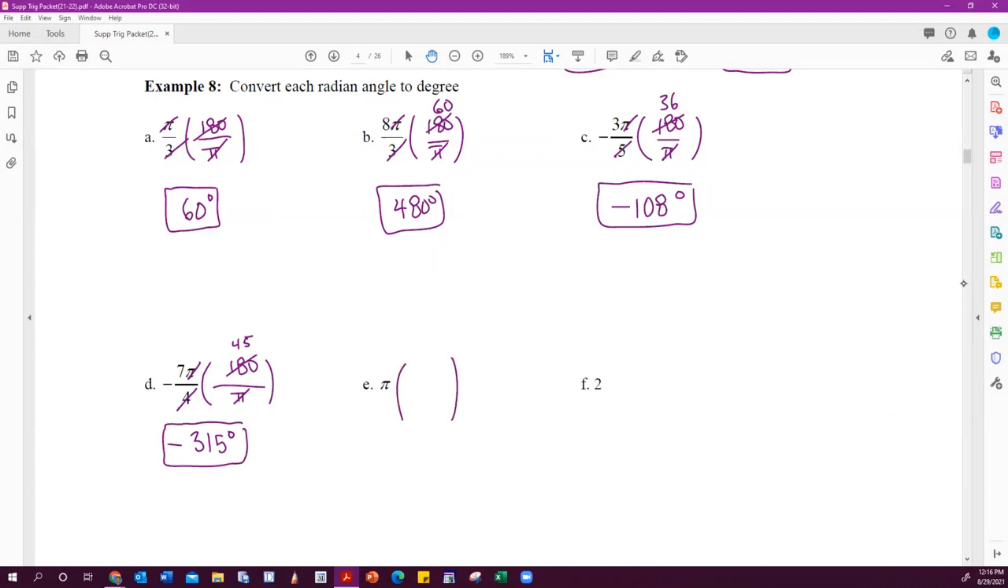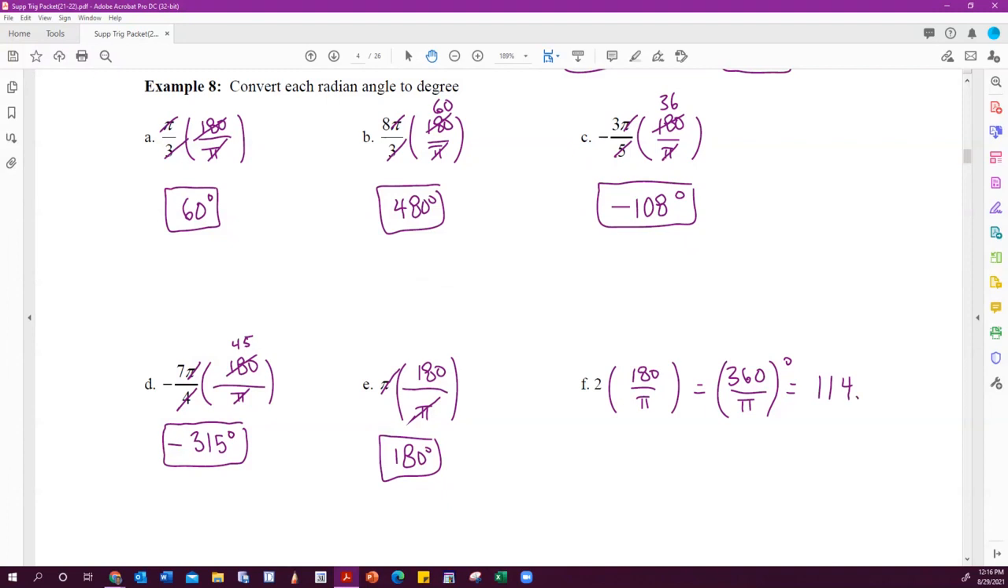We know the conversion factor is 180 to pi, so we shouldn't be too shocked here when we change pi into degrees and get 180. And then the last one that's a little fancy: don't get into a bad habit of thinking radians always have a pi in them. Convert, this would be 180 over pi, times 2 would be 360 over pi degrees. But if you're curious about what that number is, it turns out 360 divided by pi is about 114.6. So the actual degree measure is about 114.6 degrees on that one.